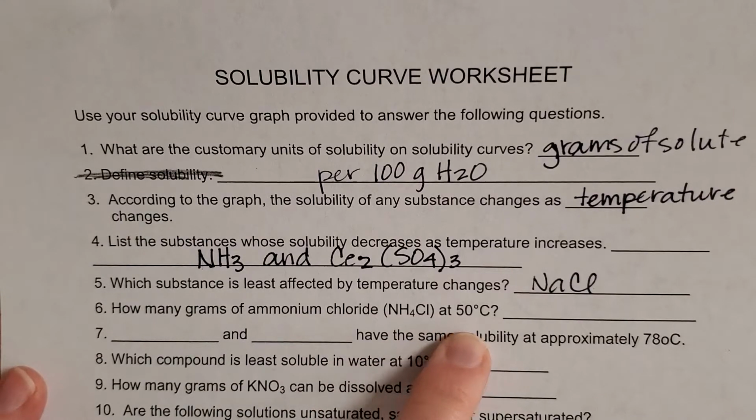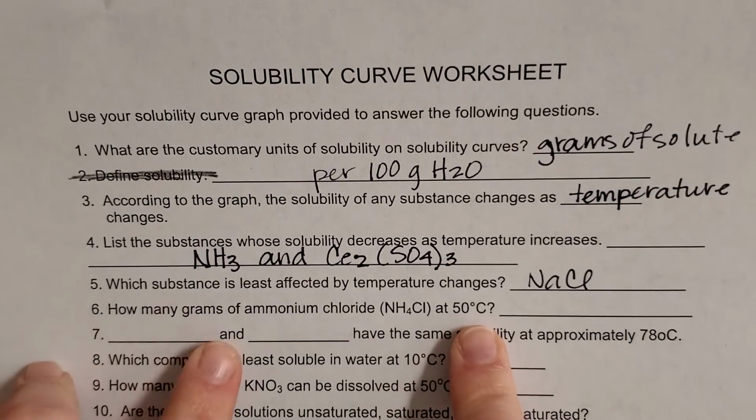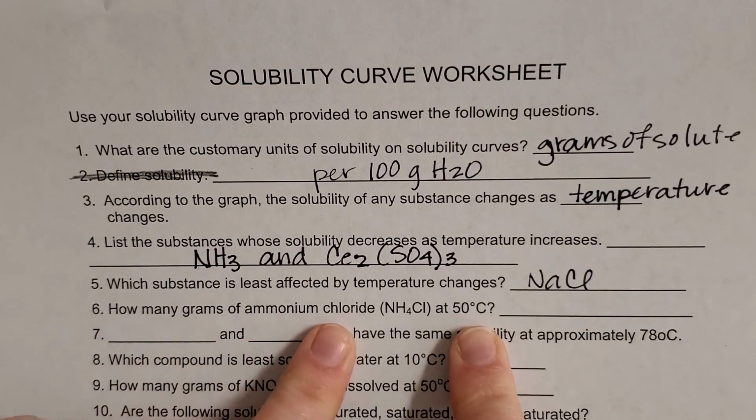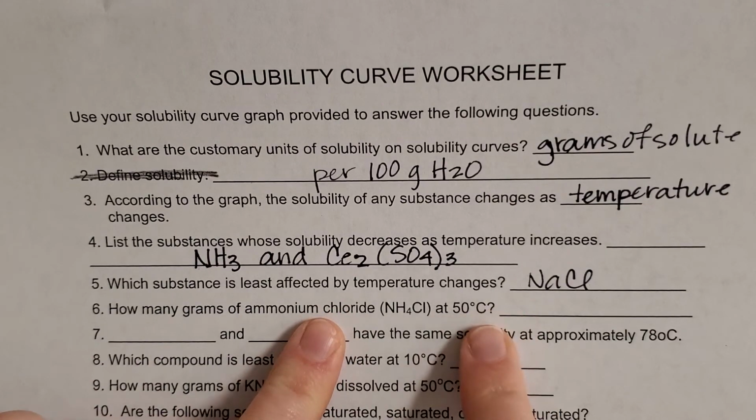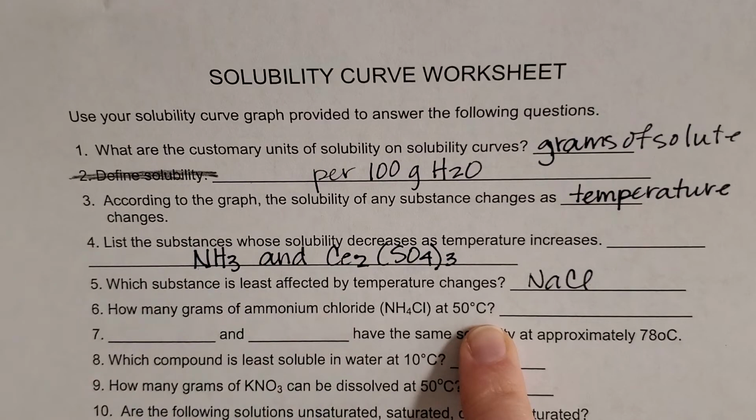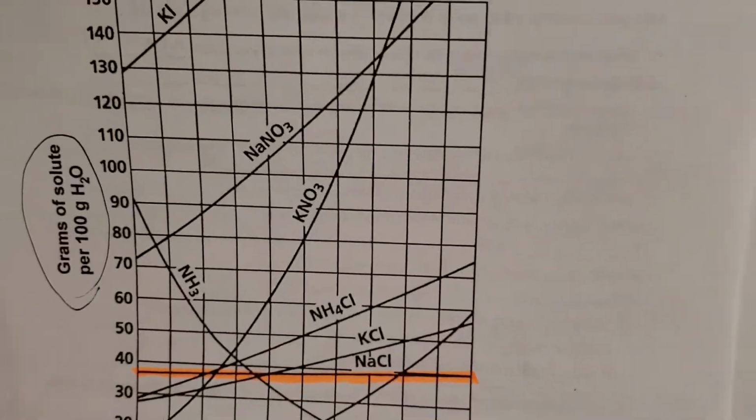Number 6 says how many grams of ammonium chloride, which is NH4Cl, can you dissolve at 50 degrees Celsius? So here's how you do this. On these types of questions, you're basically given two givens. I'm given my salt and I'm given my temperature. So I'm going to look and see where those two things collide. So find ammonium chloride and find 50 degrees Celsius.